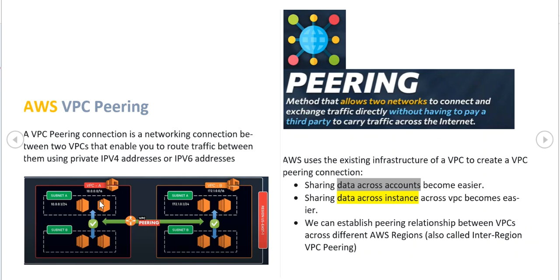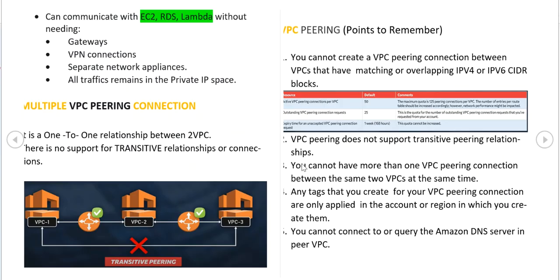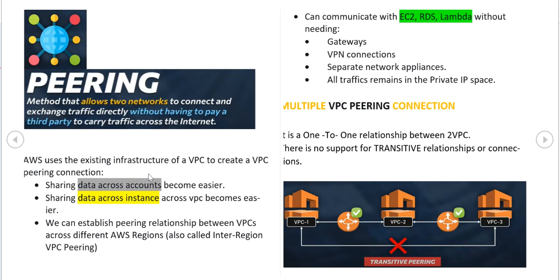And then we have to go for AWS using the existing infrastructure of a VPC to create a VPC peering connection. Sharing data across accounts becomes easier. Sharing data across instances across VPCs becomes easier.